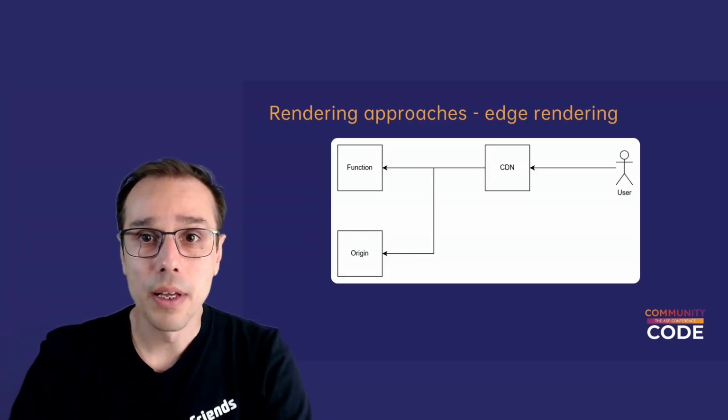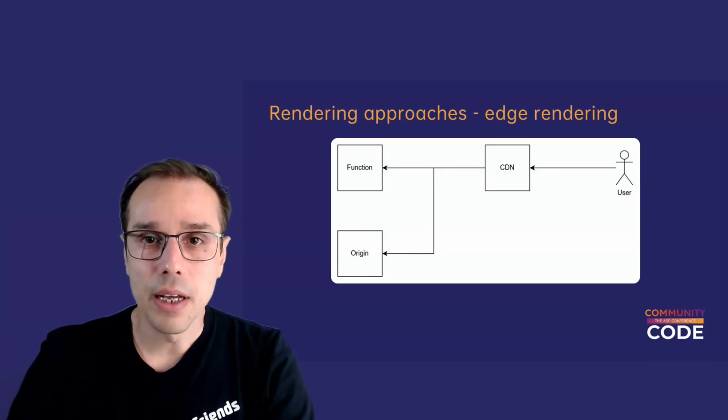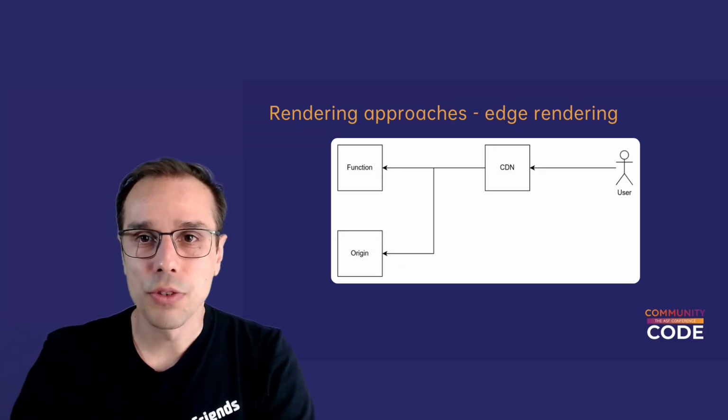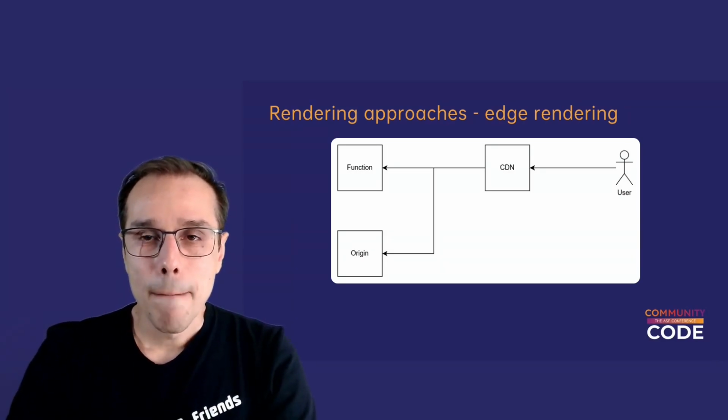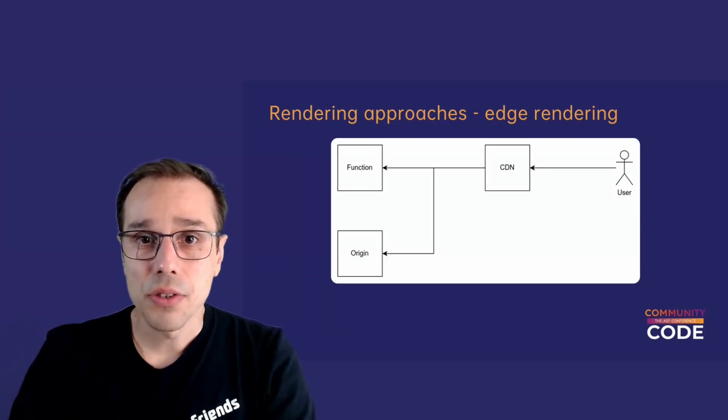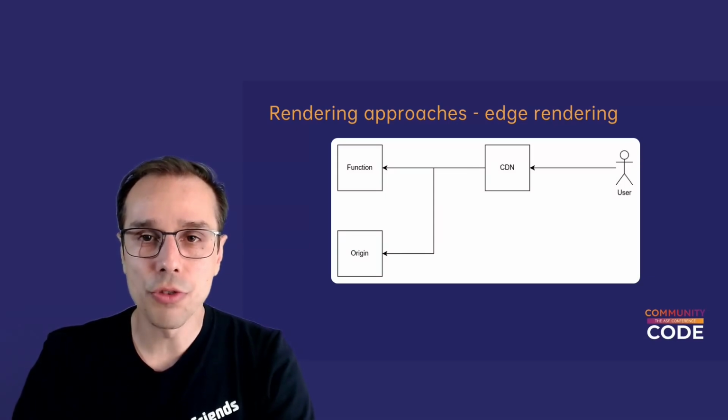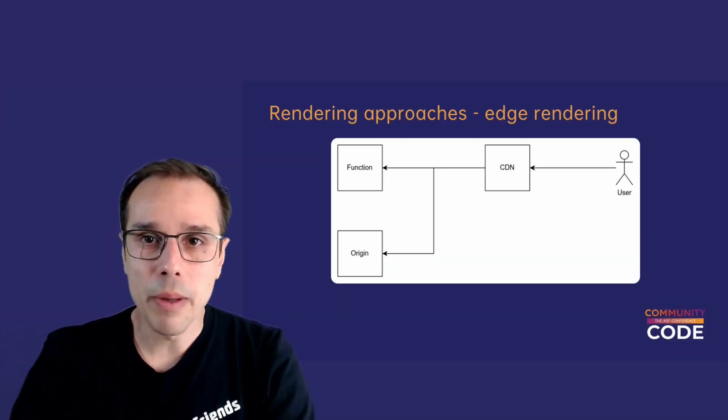Now, the final approach is what is typically called edge rendering. When a user wants to access your content, they don't directly access your website. That is denoted as origin in this diagram, but they access a CDN. And the CDN reaches out to your origin server, and if it finds special instructions in the page served by your origin, it can enrich that content before returning it to the user. And this would be called edge rendering, or maybe edge composition.